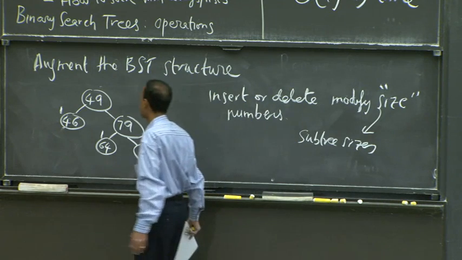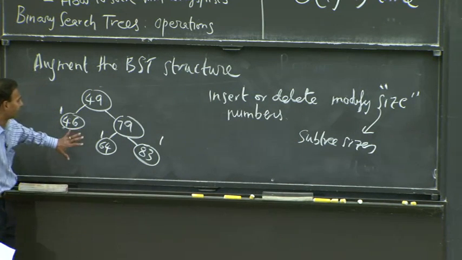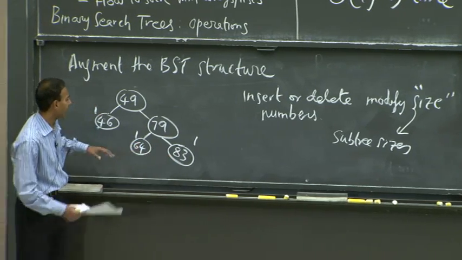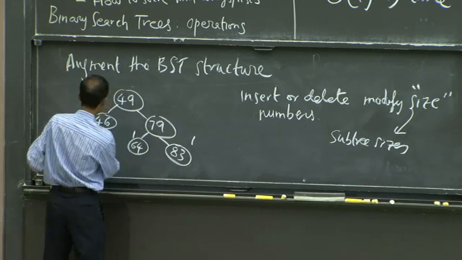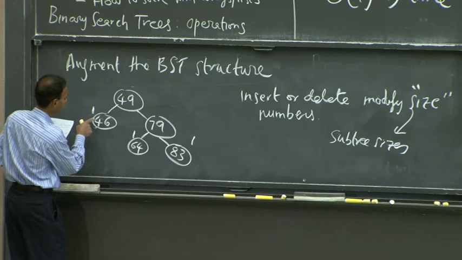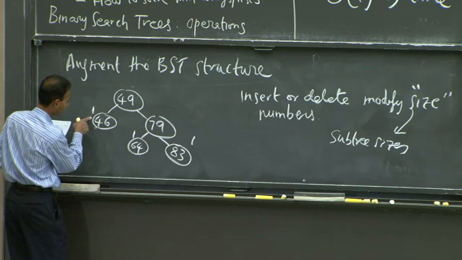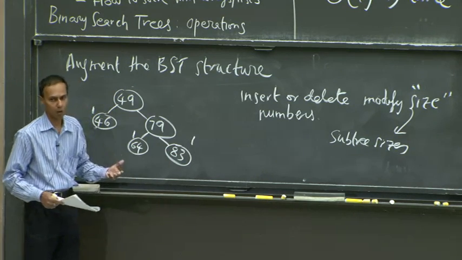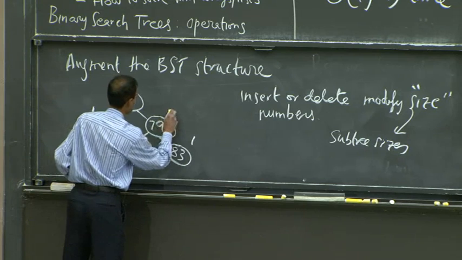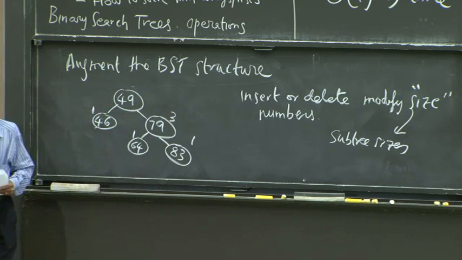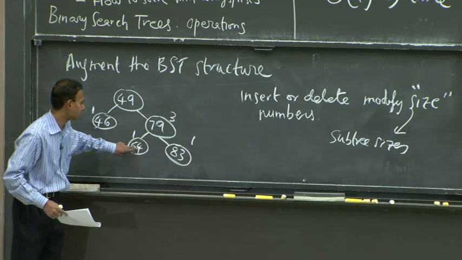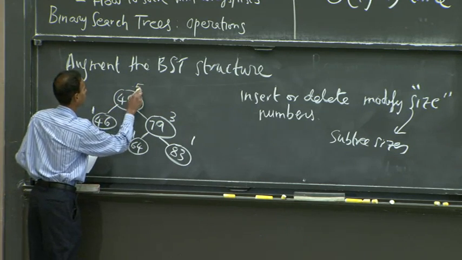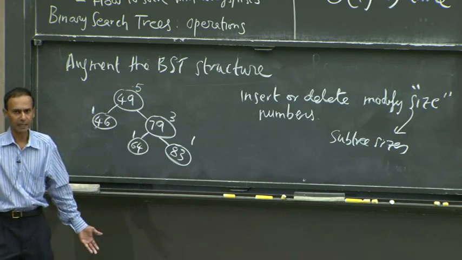So let's say, for argument's sake, that I've added this in a bottom-up fashion, and what I have are these particular subtree sizes. All of these should make sense. This has just a single node, same thing here. So the subtree sizes associated with these nodes are all 1. The subtree size associated with 79 is 3, because you're counting 79 and 64 and 83. And the subtree size associated with 49 is 5, okay, because you're counting everything underneath it.